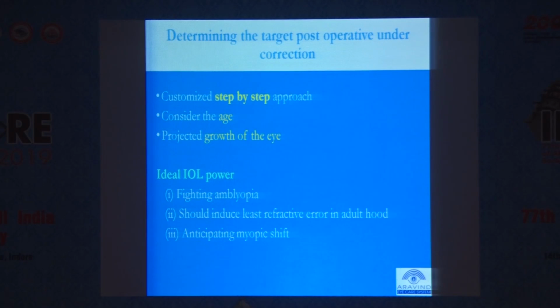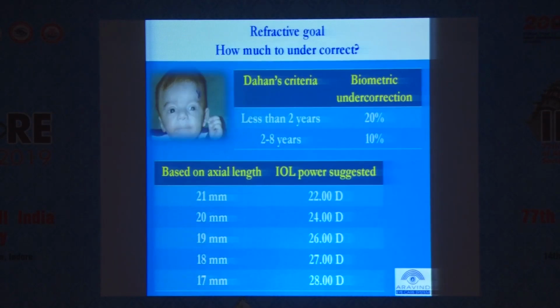So when we determine the target postoperative undercorrection, it should be a stepwise approach. We should consider the age and the projected growth of the eye. What is the ideal IOL power that has to be implanted? That should be one that can fight amblyopia, at the same time produce the least refractive error in childhood, anticipating myopic shift. There are various guidelines providing us how much to undercorrect.